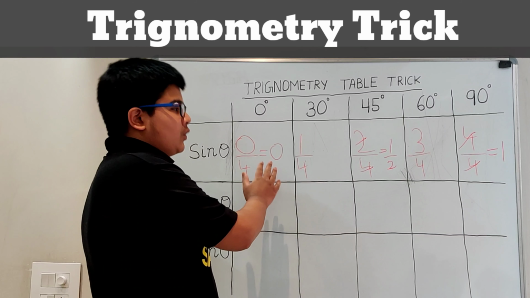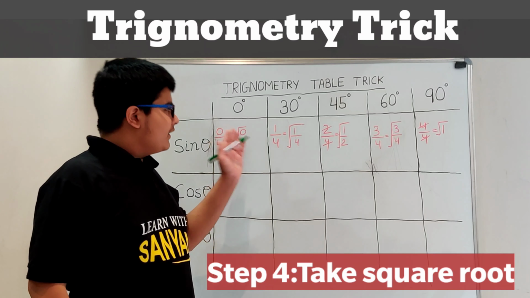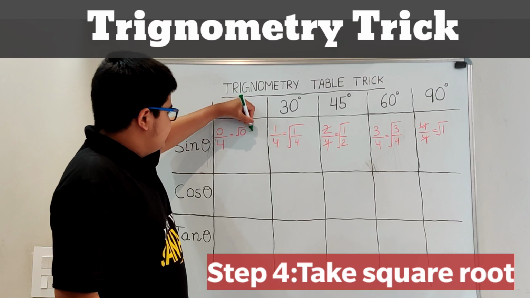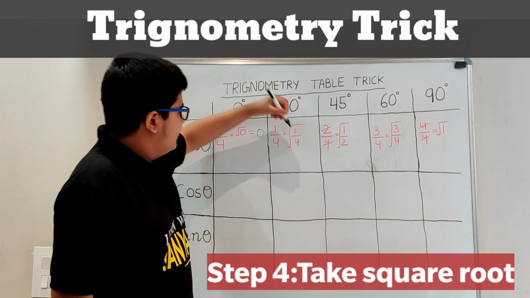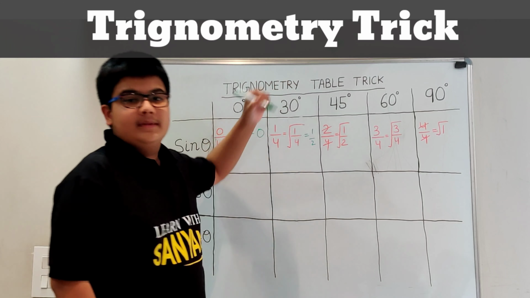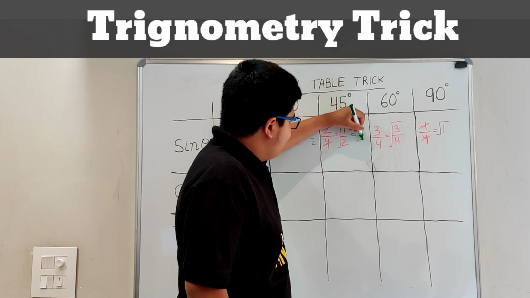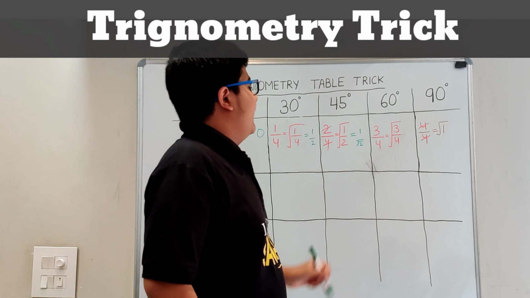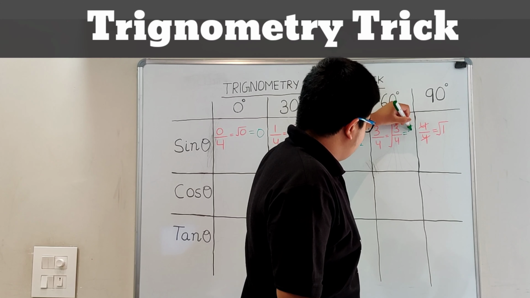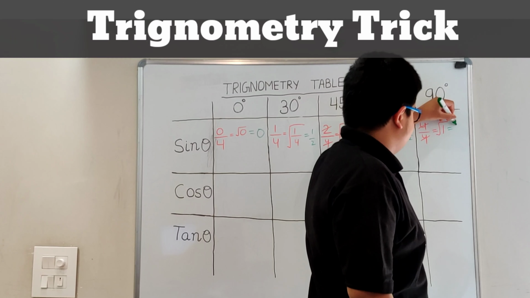Now take the square root of all these obtained values. So here I have taken the square root of all these values. Root 0 is 0. Root 1 upon 4 is 1 upon 2. Root 1 upon 2 is 1 upon root 2. Root 3 upon 4 is root 3 upon 2. And root 1 is 1.